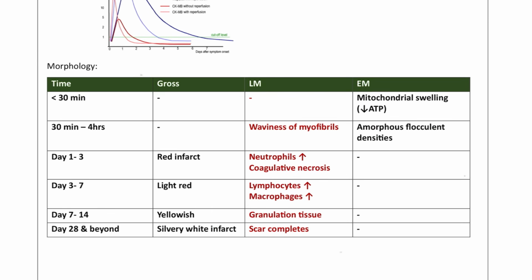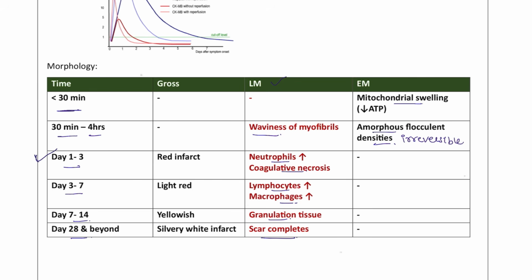Next, coming to the morphology. On gross, in less than 10 to 30 minutes, you are not going to see anything under gross or light microscopy, whereas in electron microscopy there will be swelling. These are the reversible changes. At 30 minutes to 4 hours, there is waviness of the myofibrils on light microscopy and amorphous densities, which means it is already irreversibly damaged with necrosis. Next, day 1 to 3, neutrophils and coagulative necrosis. Day 3 to 7, lymphocytes and macrophages. Day 7 to 14 is granulation tissue. Day 28 will be scar tissue.